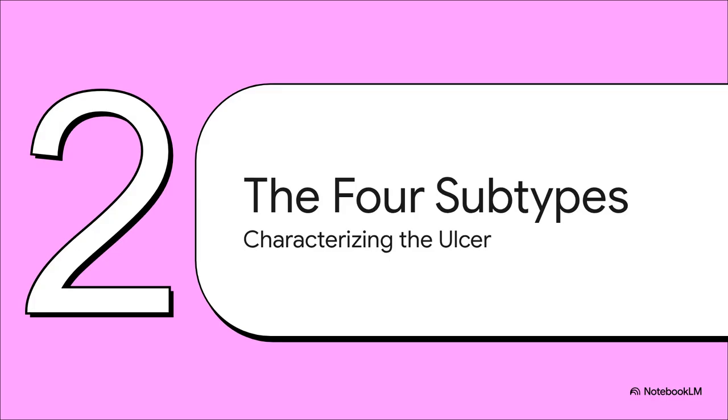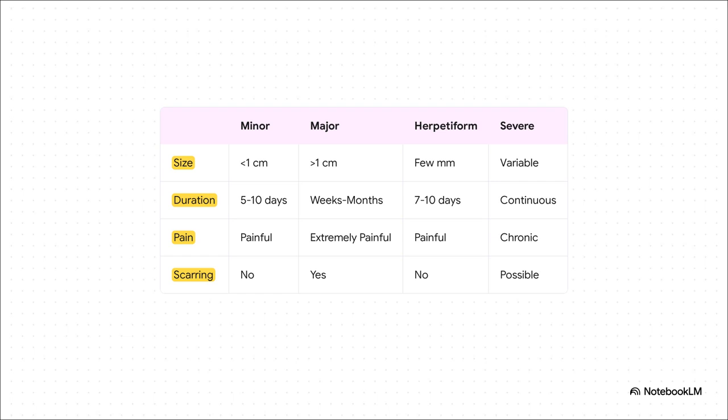Okay, so you've identified a canker sore. What's next? Well, the next step is to classify it. See, not all RAS is created equal, and figuring out the subtype is super important for predicting how it's going to go, and of course, how you're going to treat it. This table breaks it all down beautifully.